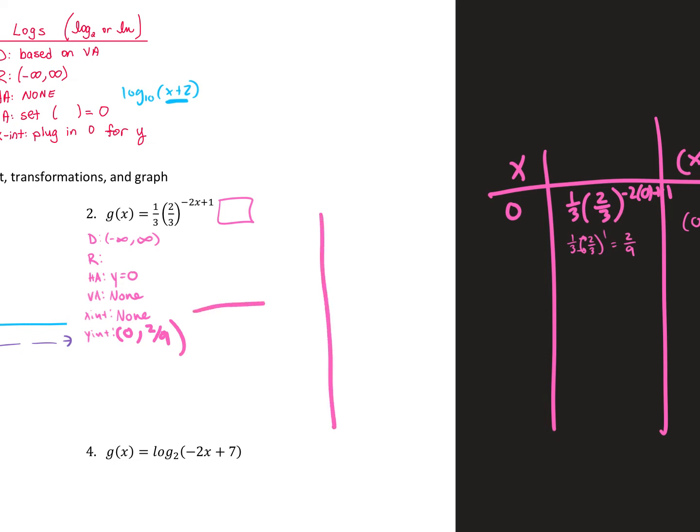Yes, go ahead. So I'm going to plot my horizontal asymptote. So it's y equals 0. So it's just a horizontal line through 0. And then I'm also going to plot my y-intercept. So I stay at 0, go up 2 over 9, which is less than 1. So I could just say it's there.